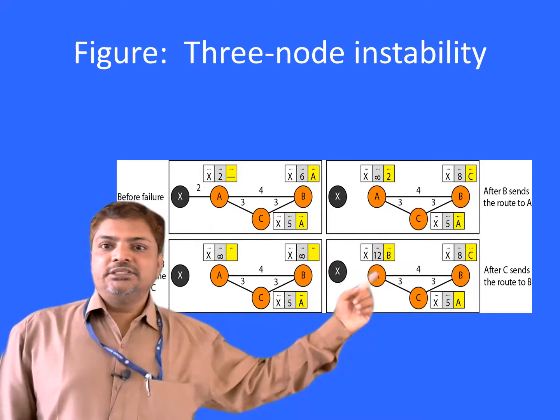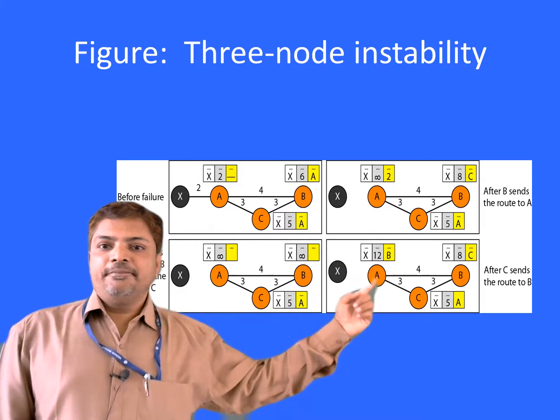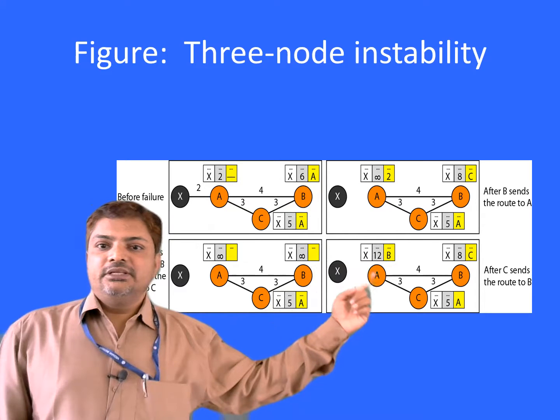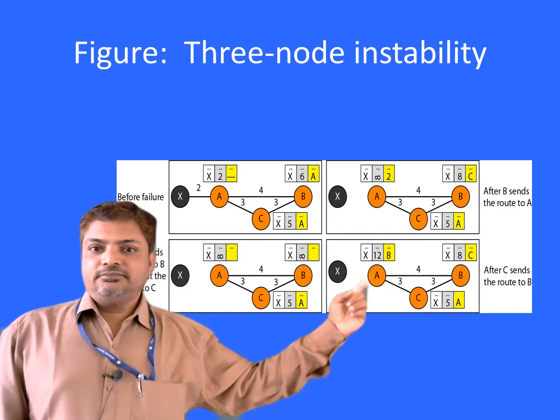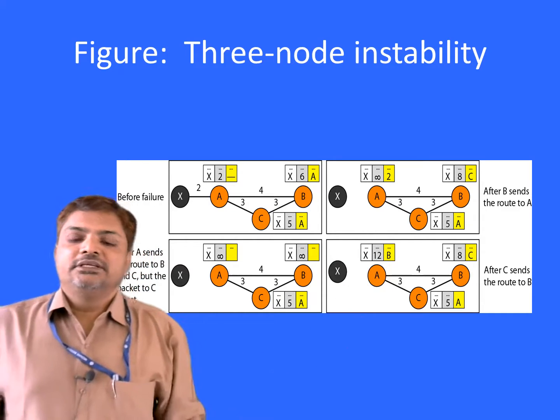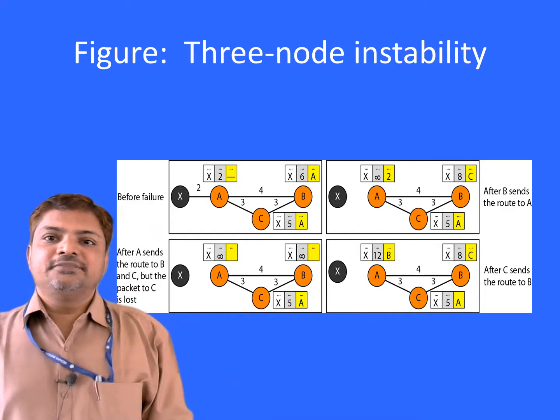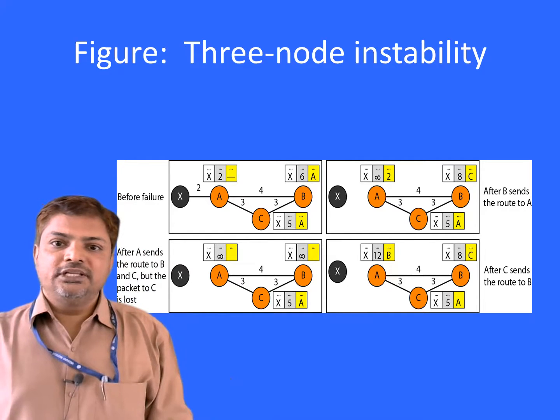Again, the cost to reach X through B changes to 12. And it keeps on changing till it becomes unstable. This is three-node loop instability.